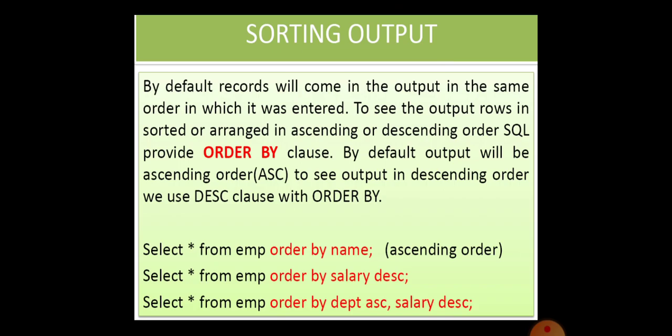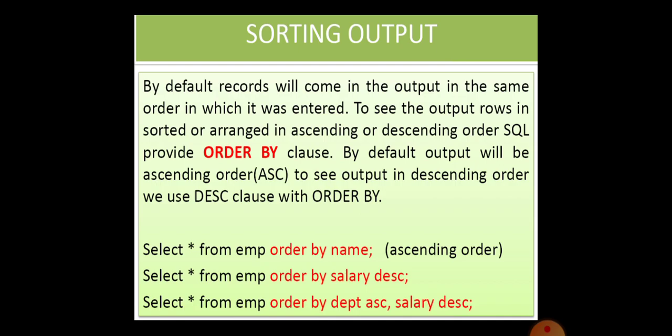By default, records will come in the output in the same order in which they were entered. To see the output rows in sorted or arranged order, either ascending or descending, SQL provides a clause called ORDER BY. By default, output will be in ascending order. To see output in descending order, we use DESC. That indicates the descending order clause with ORDER BY.